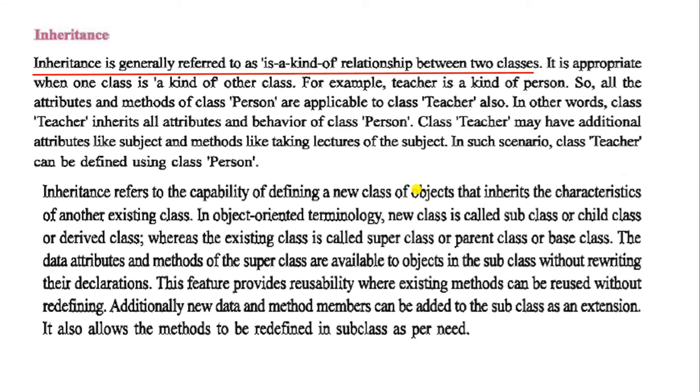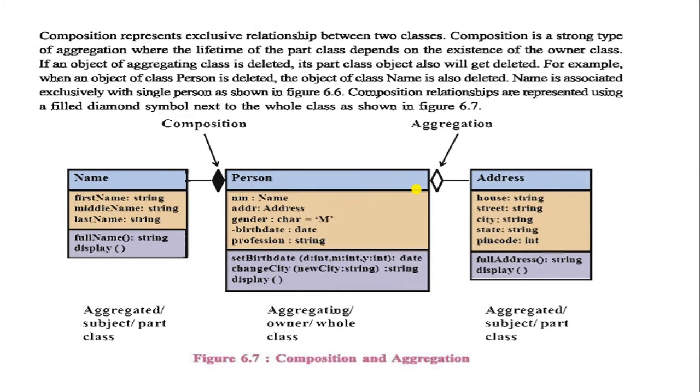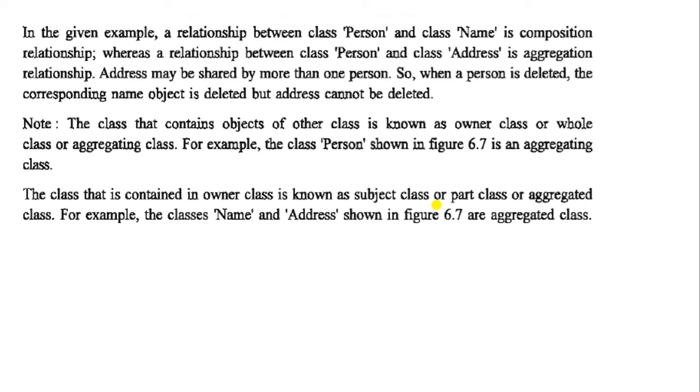Okay, you can see it over here in the previous diagram. The aggregation between person class and address class means there are different persons having different addresses. Then you can see over here, address is an aggregation relationship. Address may be shared by more than one person. So when a person is deleted from the owner class, the corresponding name object is deleted, but the address cannot be deleted.